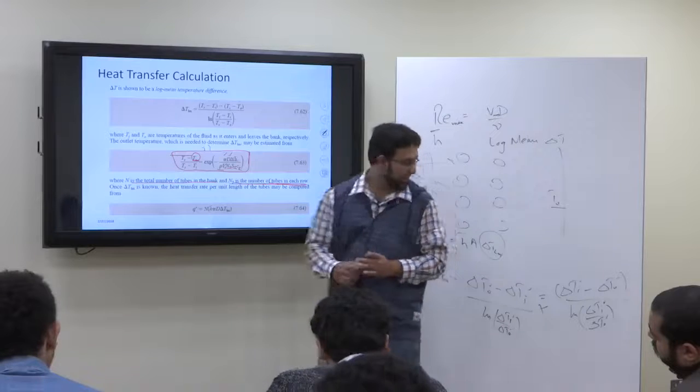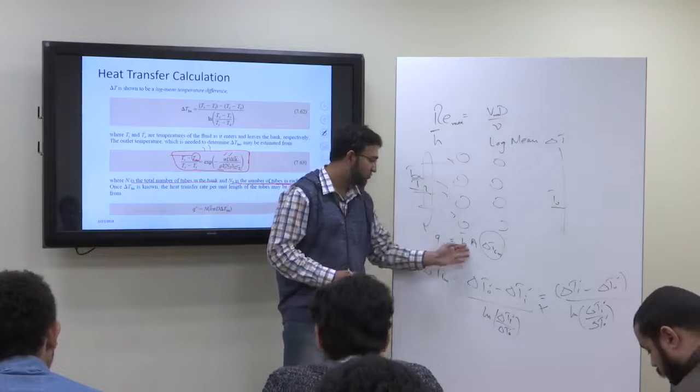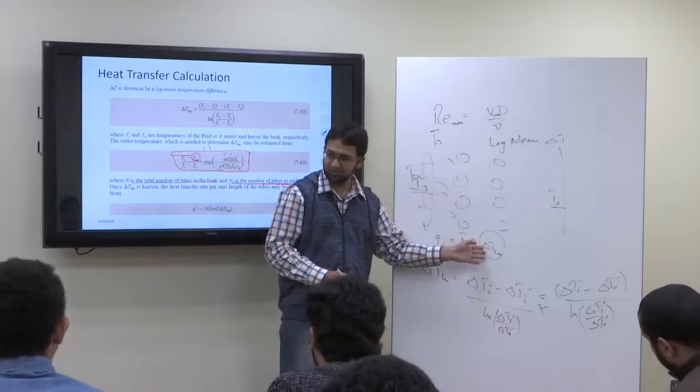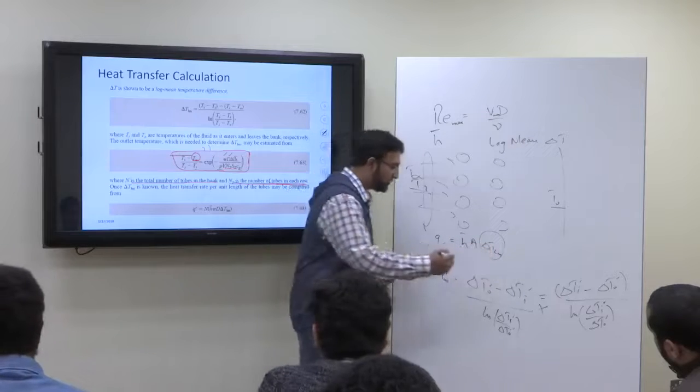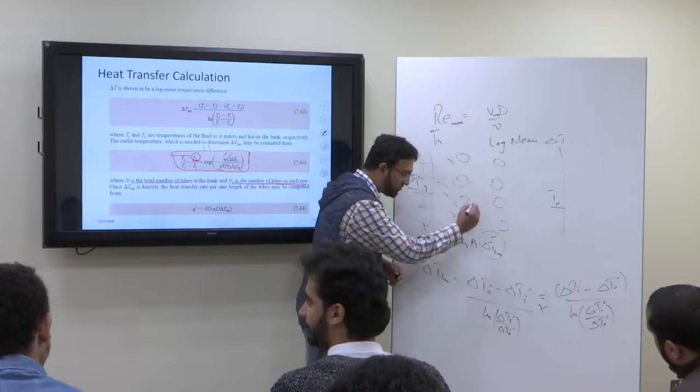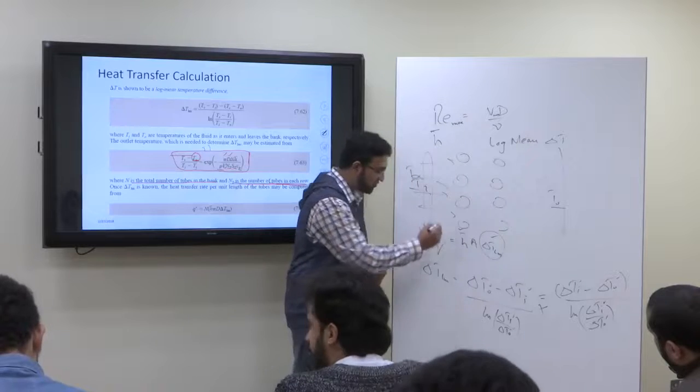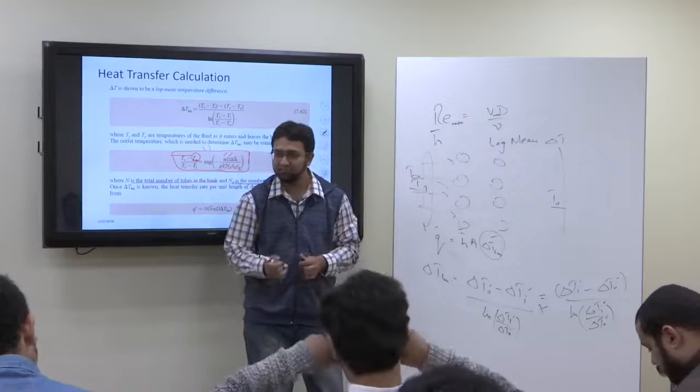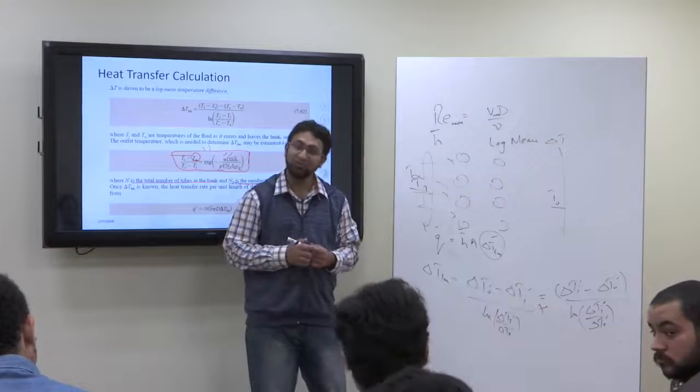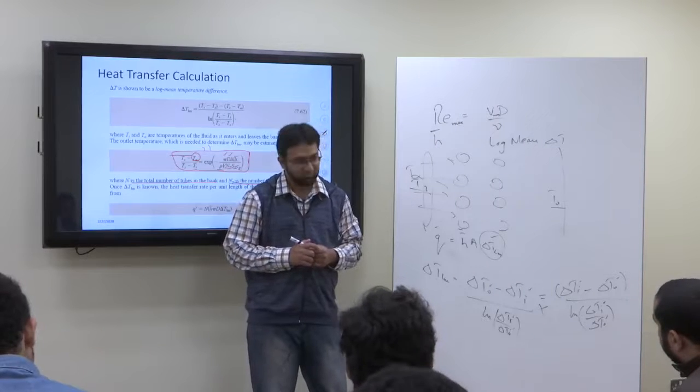So then it will become what? Now you have Q equals hA delta T LM, right? So if you know what is the log mean temperature difference, if you know what is h, you can find what is Q. What will be A? Surface of the tubes. Total tubes.